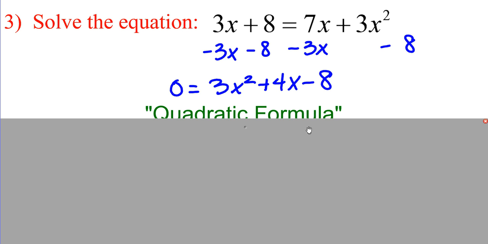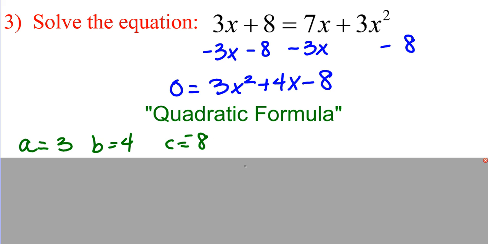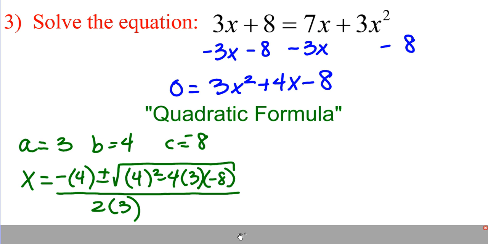So we're going to have to identify our A, B, and C values. For us, A is 3, B is 4, and C is negative 8. We're going to take those and substitute them into the pattern. So again, the quadratic formula, x equals the opposite of B, right and left, the square root of b squared minus 4 times a times c, all of that divided by 2 times a. Now we just have to implement our order of operations to find the solutions.